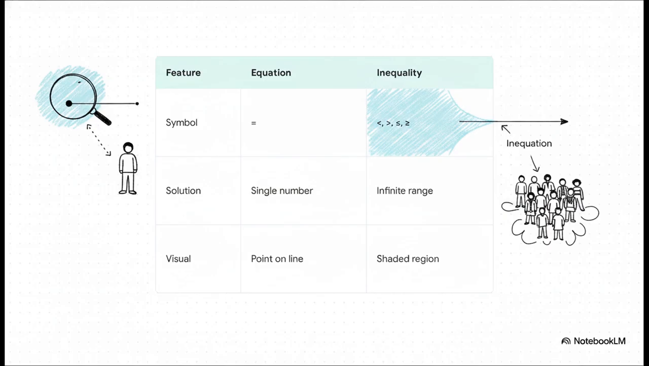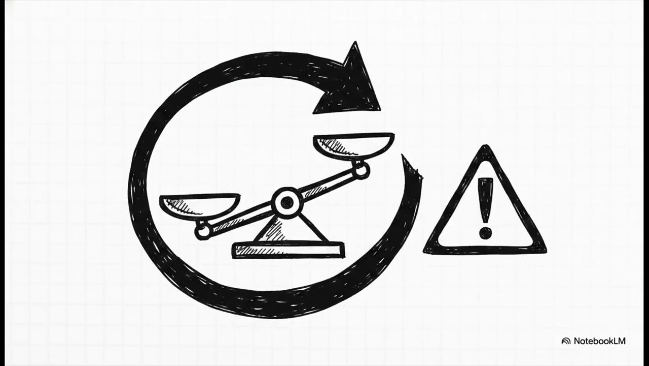region of infinite possibilities. When solving inequalities, you're going to use the exact same balancing steps we just talked about, but with one massive exception. You have to beware of this trap. The inequality golden rule states that if you ever multiply or divide an inequality by a negative number, the whole balance of the number line reverses. This means you must literally flip the inequality symbol.